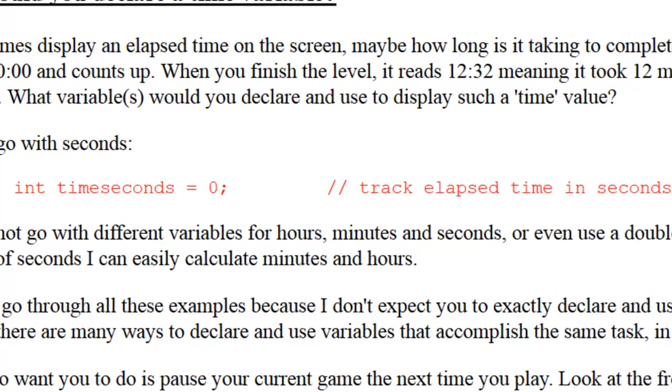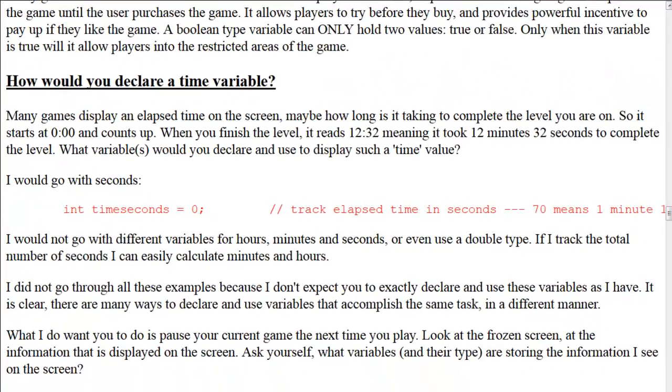I'd go with seconds. int timeSeconds = 0. Track the elapsed time in seconds. 70 seconds means 1 minute and 10 seconds. I would not go with different variables for hours, minutes, and seconds, or even use a double type. If I track the total number of seconds, I can easily calculate minutes and hours.